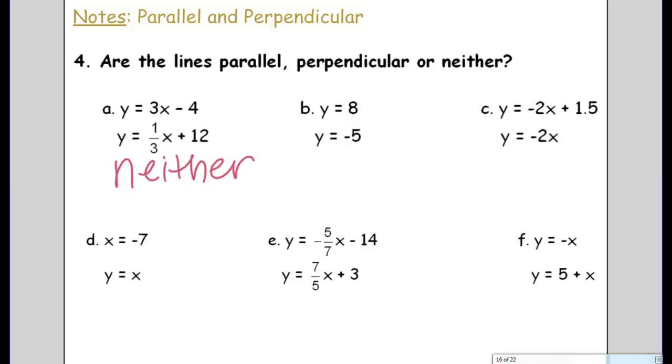Here's y equals 8, and here's y equals -5. Parallel. They are parallel. The slope of this one is 0. The slope of this one is 0. Therefore, they're parallel because they have the same slope.